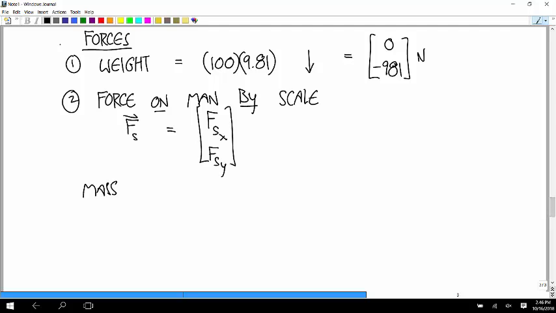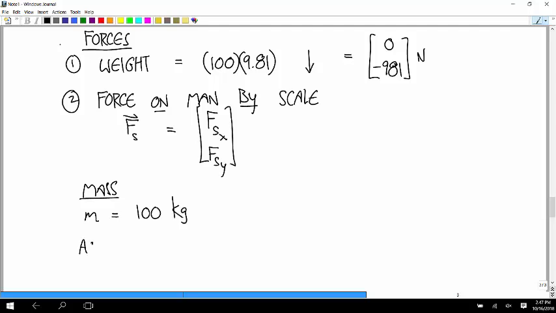Then the mass, m, equals what we're isolating. The chosen object is just the man. It's not the man and the scale. It's not the man's torso and his left leg. It's the entire man enclosed in our imaginary shrink wrap. And so the mass of our chosen object is 100 kilograms.